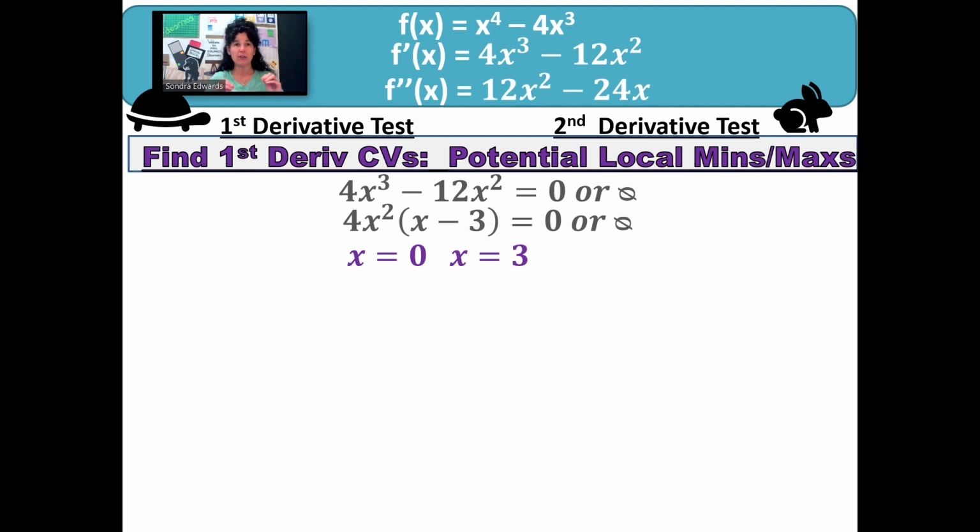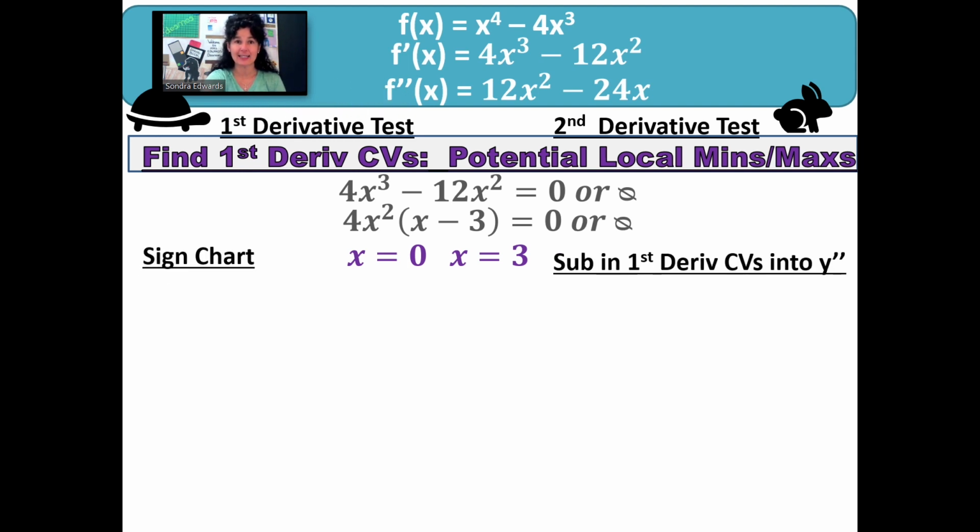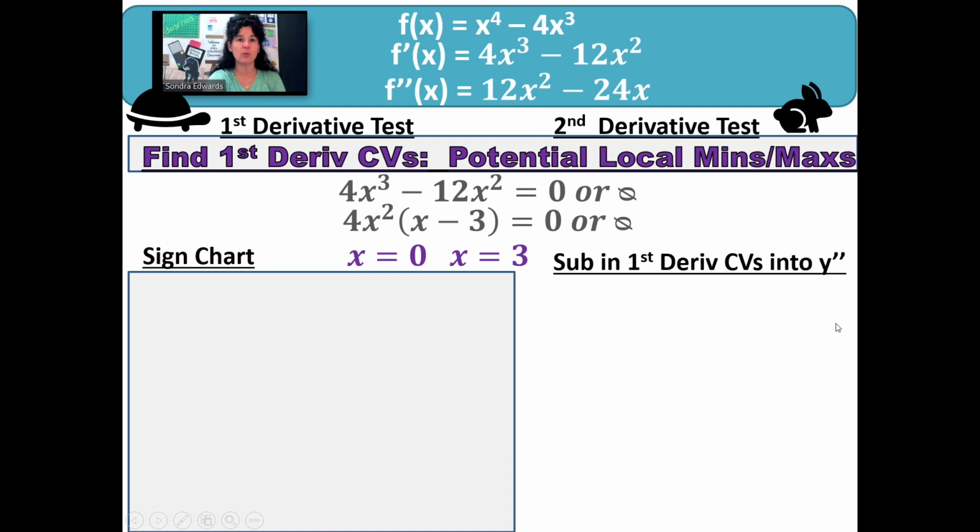Now this is where the two tests diverge. Let's start off with the first derivative test, but keep in mind the difference is in the first derivative test, what you're going to do with those first derivative critical values is make a sign chart. But if you are going to perform this second derivative test, you're substituting those same first derivative critical values into y double prime. Okay, so again, starting with the first derivative test, let's make a sign chart.